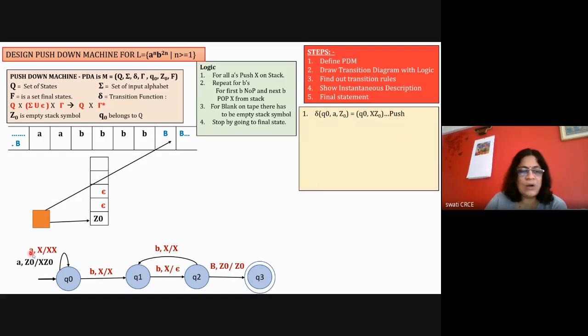Then the second transition, how to write it? Now you can start writing on your own if you are solving the problem. The second transition is delta Q0 A comma X is equal to Q0 XX. It is again a push operation. So for all A's in the state Q0 it performs a push operation. Now in the state Q0 if you are getting B, for B's it has to do nothing. For the first B, no operation. Q0 B comma X is equal to Q1 X. So the next state is Q1 and X remaining X means no operation on the stack.